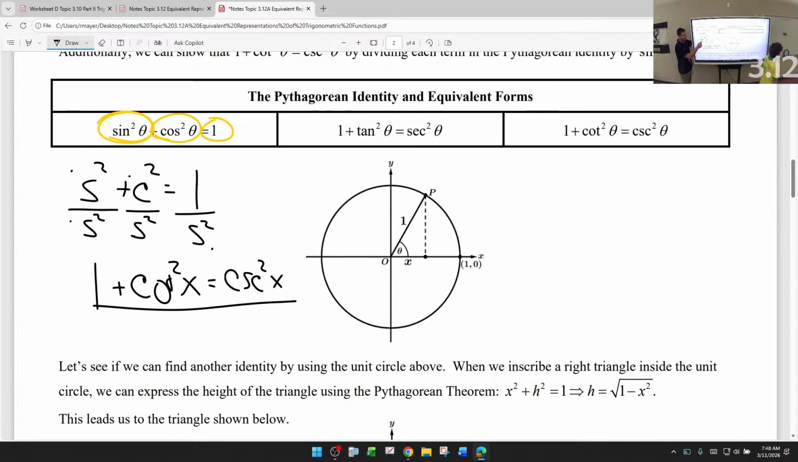So the next 2 get derived from this one. If I divide everything by cosine squared, I'm going to end up with this one. If you divide everything by sine squared, you're going to end up with that one. To this day, however many years of mathematics I've done, I have this one memorized. The other 2, I don't. But I can get the other 2 pretty quickly off of this one.